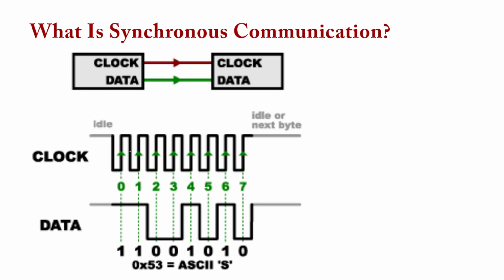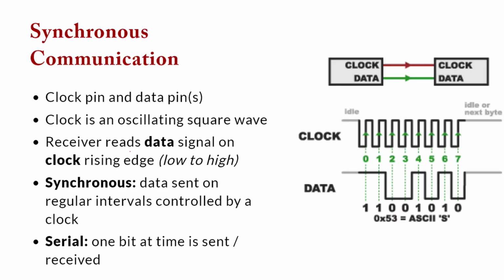All right. First thing we need to know is, what is synchronous communication? So let's unpack this graphic a little bit. So synchronous communication, if we look at this graph here, what I want you to imagine is that there's device 1 here and device 2 over here. And so between those two devices, we have 2 pins. We have one pin that we're going to call the clock, and another pin that we're going to call the data.